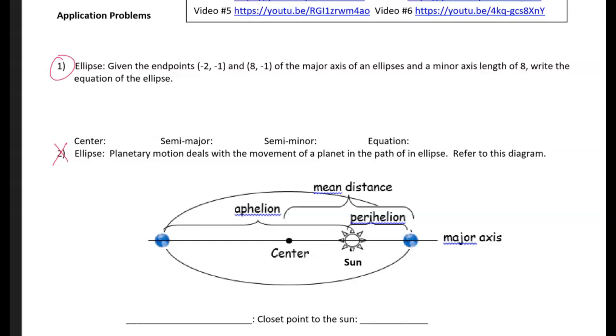Number 1. Given the endpoints of -2, -1, and 8, -1 of the major axis of an ellipse, and a minor axis length of 8, write the equation of the ellipse. Now remember, in order to write the equation of an ellipse, you need the center, you need the A value, and you need the B value. Based on the info they gave, what do we know?